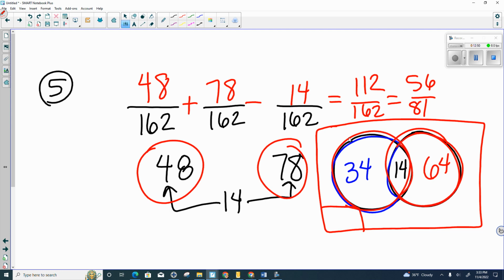Okay, so again, there's going to be a problem where you have to do the entire sample space, and goodness gracious, you would, again, find the number that goes down here by doing 34 plus 14 plus 64 minus the 162.